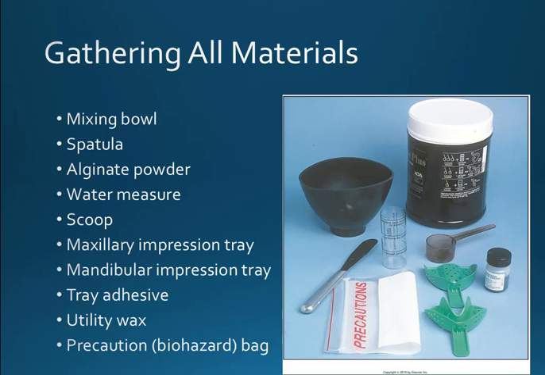Oftentimes, I will lay out a medium if I know approximately whether it's an adult or a child. If it's an adult, I'll lay out a medium-sized tray for both, and then I'll judge if I need to go smaller or larger. Tray adhesive may be necessary, utility wax, and then I always keep out a biohazard bag. We call that a precaution bag. That's for if I don't have time to immediately pour it up, so I can safely store it away where distortion won't occur.